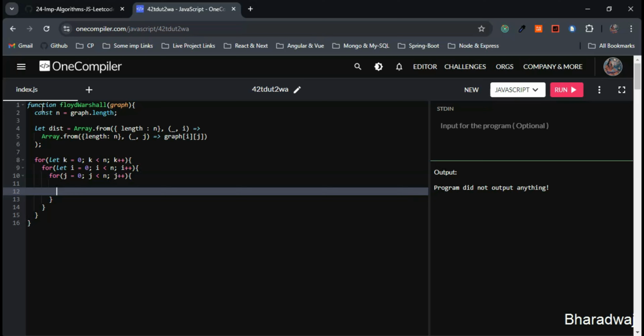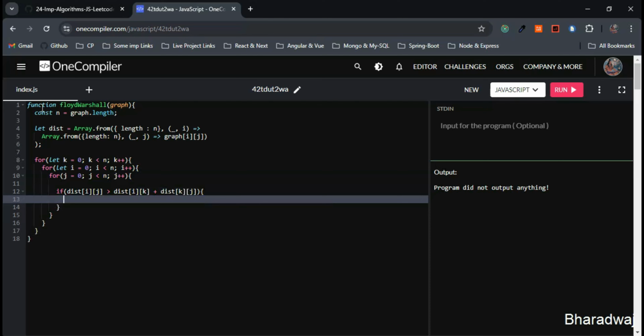So the next step is we have to update the shortest path if a shorter one is found, right? So if we find the shortest path, we have to update it. So here, let me make use of an if condition. We have considered dist, if you remember. So dist of i j, as we are making use of the 2D array, is greater than distance of, this has to be i, k plus dist of k and j we have considered, right?